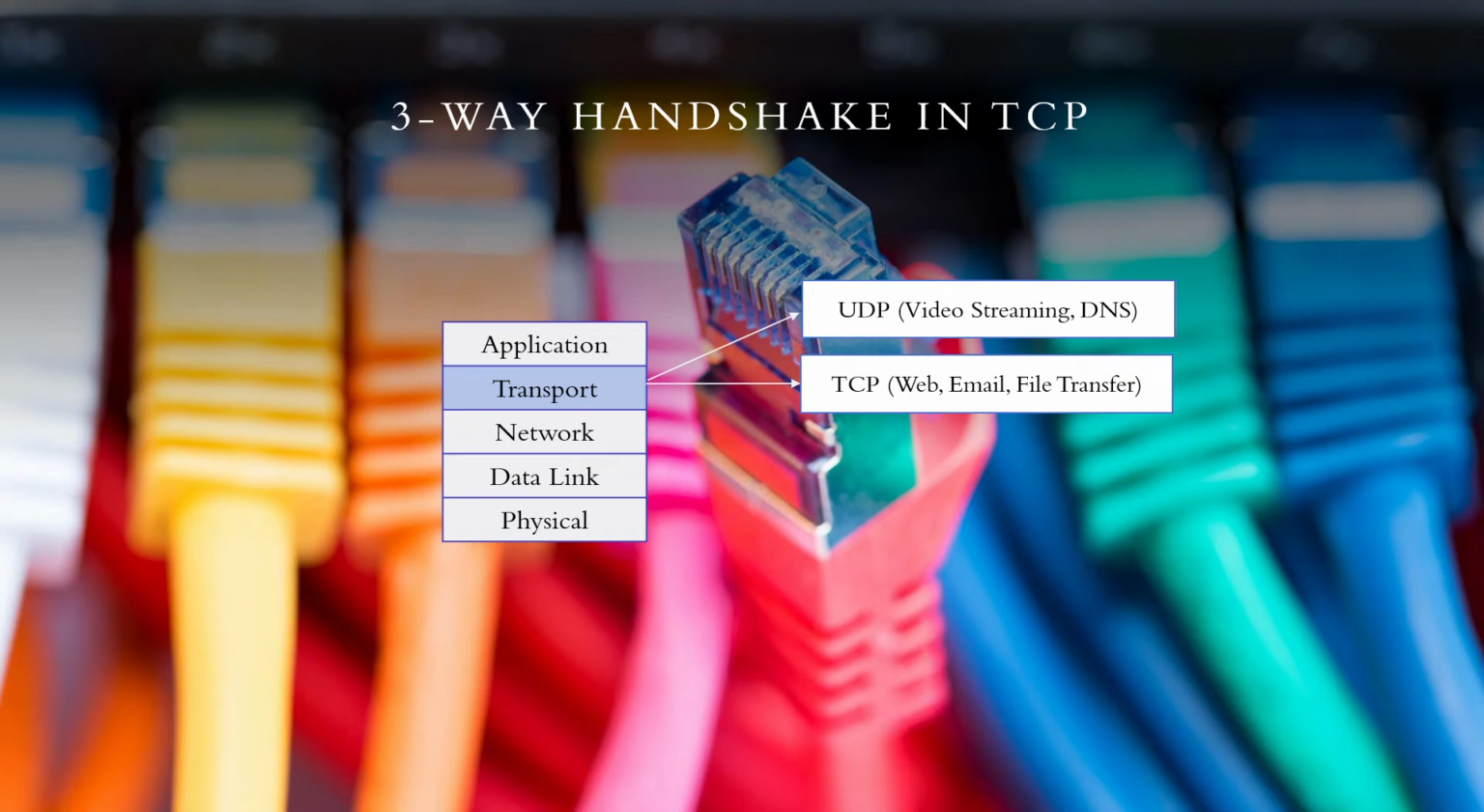In this video, we are going to go over the three-way handshake process in TCP. We have already discussed the transport layer and its protocols, TCP and UDP. UDP is usually used in applications such as video streaming, where large files are transferred over the network, and thus transmission speed is the most important factor.